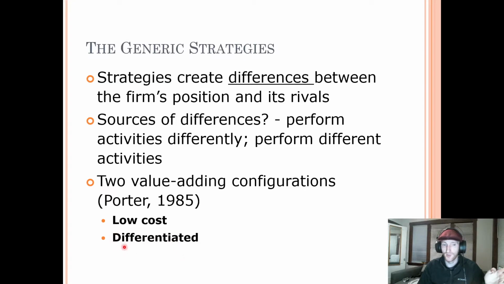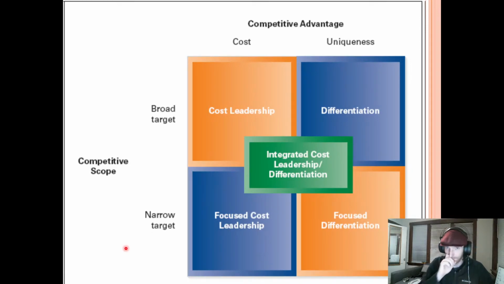Okay? So the two value-added configurations here. So I have these listed. So this is our differentiation here, or listed as uniqueness, and our low cost right here. So this is our source of our value-added configuration. Now we can add one more element to this, which is called our competitive scope. Okay, who do we want to target? Do we want to target a bunch of different consumer groups?